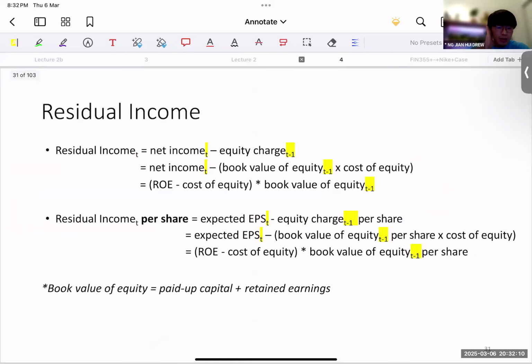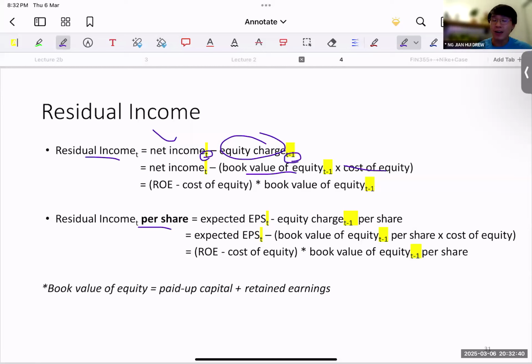Okay, so this is not new. We have seen this equation for residual income. There are two equations, very similar. Just one is per share, one is not per share. So you just take net income minus your equity charge. So what's equity charge? Equity charge is basically your cost of equity times the amount of equity you have, right? So cost of equity times book value of equity. You'll notice, why is there t minus 1 and t?